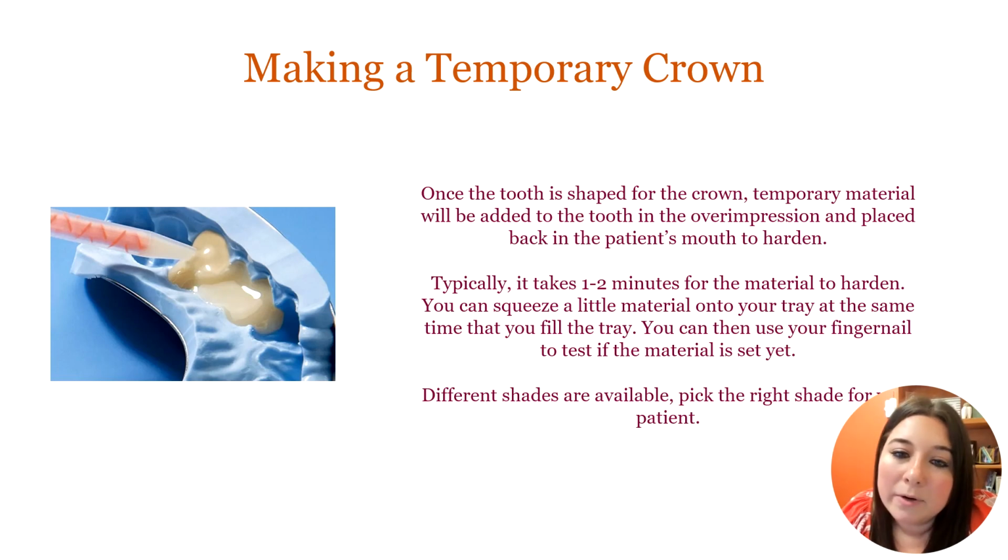So making a temporary crown. Once the tooth is shaped for the crown, temporary material will be added to the tooth in the overimpression and placed back into the patient's mouth to harden. Typically it takes 1 or 2 minutes for the material to harden, and you can squeeze a little of the material on your tray. That way you can test it throughout and see if it's set yet. Different shades are available, so make sure you're picking the right shade for your patient.